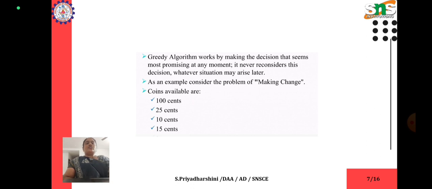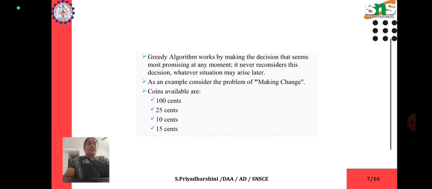Let's see what is the greedy approach. The greedy algorithm works by making the decisions that seem most promising at any moment. It never reconsiders the decision, whatever the situation that may arise later. As an example, consider the problem of making change. The coins available are 100, 25, 10, 15, 5, 1, etc.